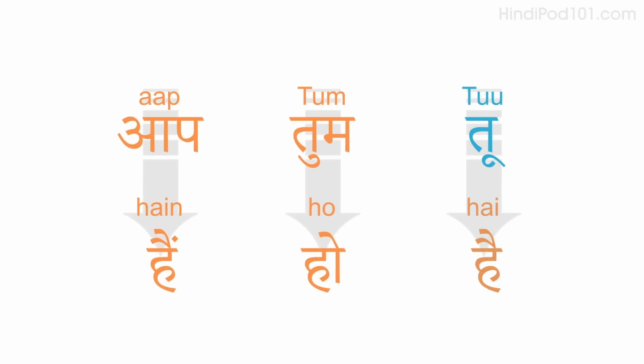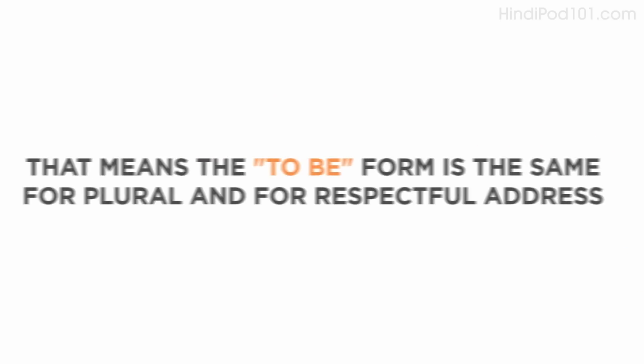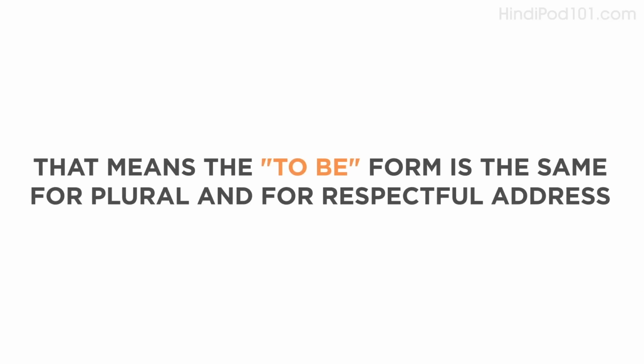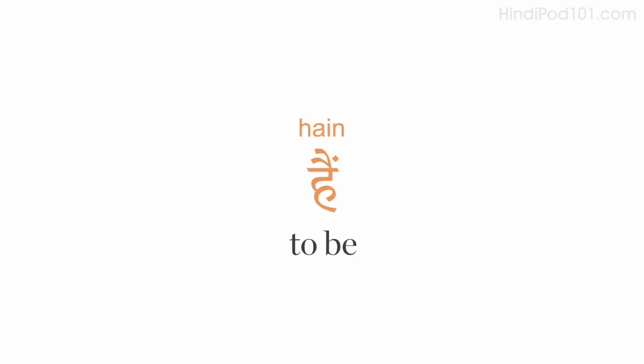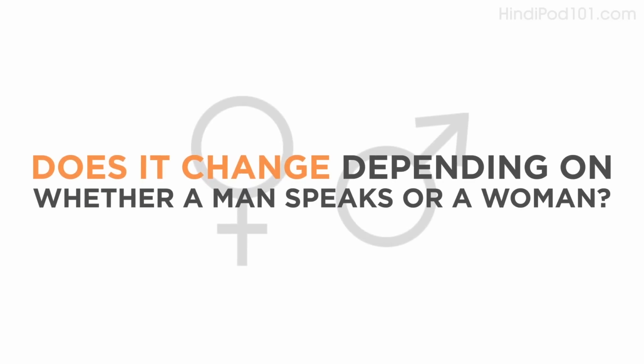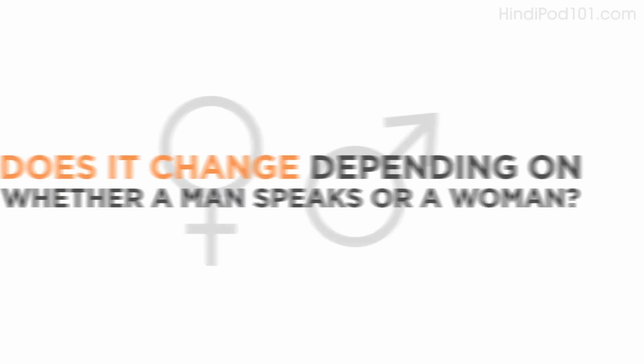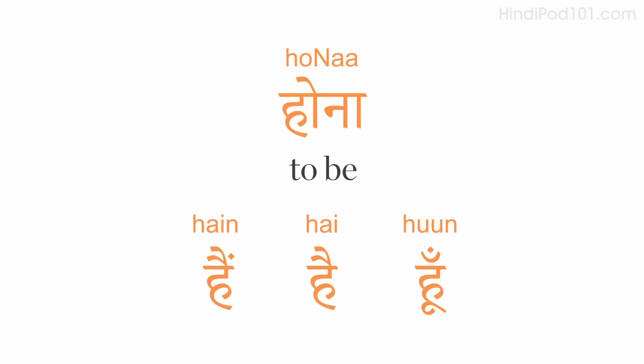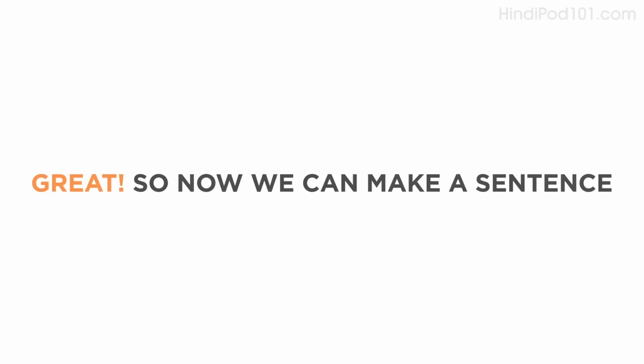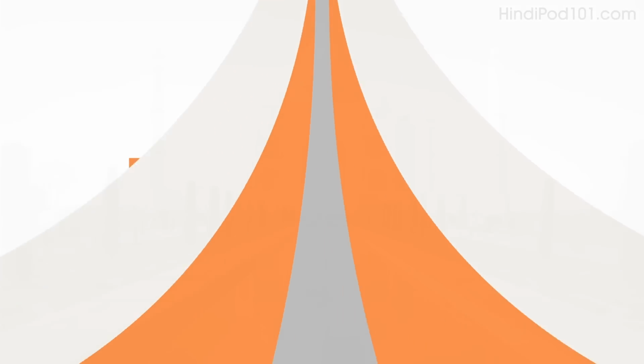With तू you use है, and with तुम you use हो, and with आप you use हैं. That means the to be form is the same for plural and for respectful address. Yes, it is हैं. Does it change depending on whether a man speaks or a woman? No, it doesn't. We have 3 versions of होना, and these are हूँ, हो, हैं. Great! So now we can make a sentence. Definitely.